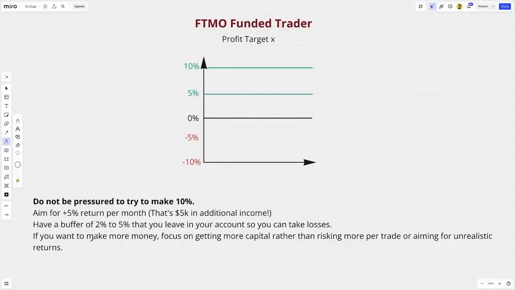That's why I say, if you want to make more money, right, you want to make 10%? No. The problem is not with the returns. It is your capital. You are still considered as undercapitalized. If you are trying to make 10k per month, in that case, you need to focus on getting more capital rather than risking more per trade or aiming for unrealistic returns, right? So in this case, let's say this is your first 100k account, right?